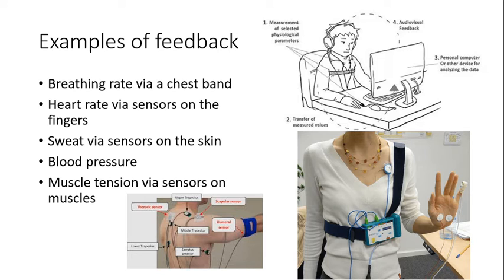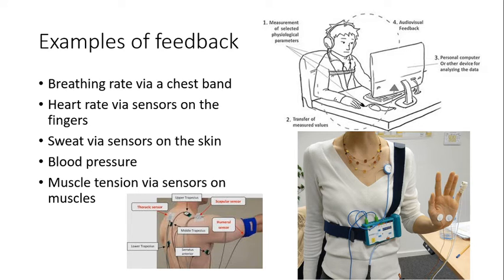You can have a chest band on which would measure your breathing rate. You could have your heart rate measured through sensors on your fingers. You can measure sweat, blood pressure, muscle tension. As you can see, all of these are signs of stress, aren't they? If you have a fast breathing rate, a fast heart rate, if you're sweating, if you have high blood pressure and tense muscles, they're all signs of stress.